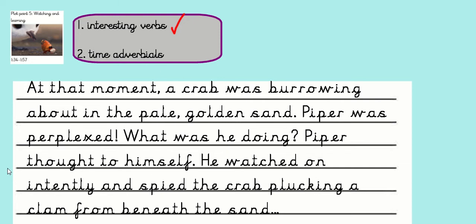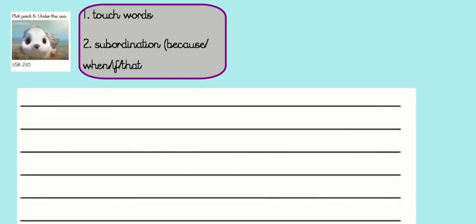At that moment, a crab was burrowing about in the pale golden sand. Piper was perplexed. What was he doing? Piper thought to himself. He watched on intently and spied the crab plucking a clam from beneath the sand... This ellipsis here is telling me that something is about to happen. So children, that ellipsis was quite dramatic, wasn't it? We want to keep that drama going in our writing.